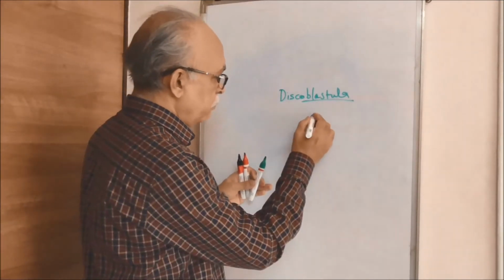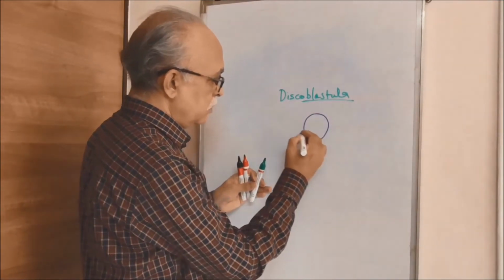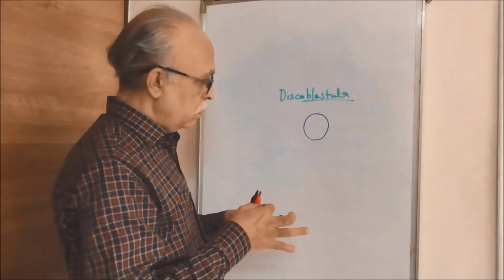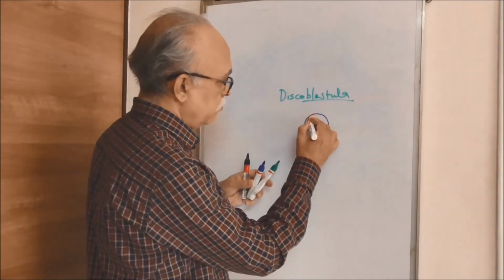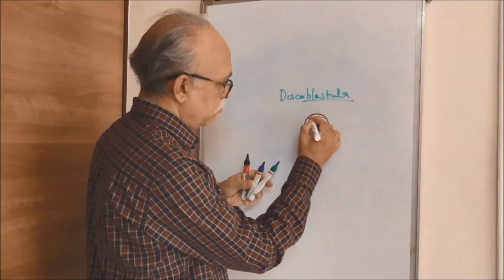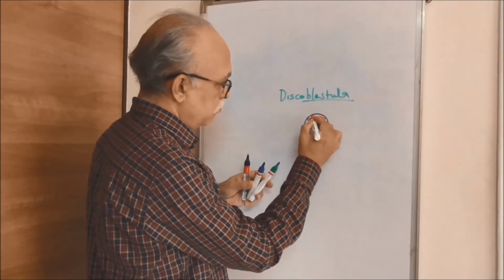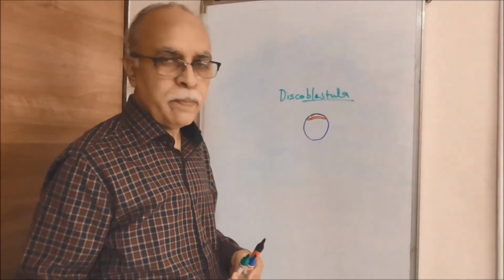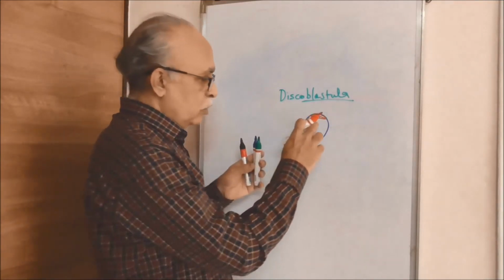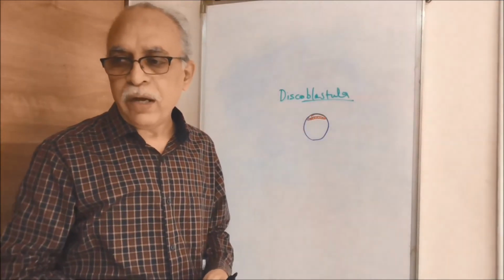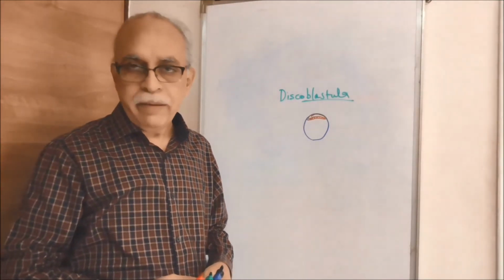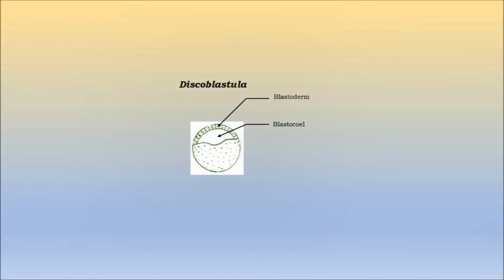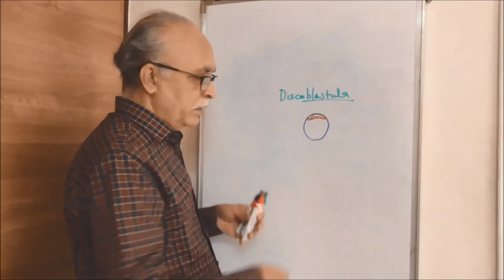That would mean, suppose this is the sphere that we are referring to, this is the cavity, these are the cells, blastomeres. A disc-like structure is being developed, so that's called discoblastula. Example would be bony fish, reptiles, or birds. Birds, we would be able to relate it a little later.